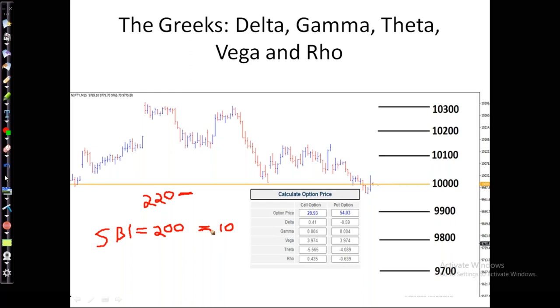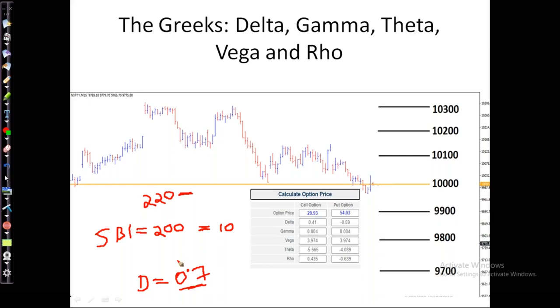Now when we look at delta, let's say delta is showing 0.7. What is the meaning? Where to find this value? In the Greeks. You just find a Greek calculator. You just type it in, the Greek calculator will be available. Just click on it in Google.